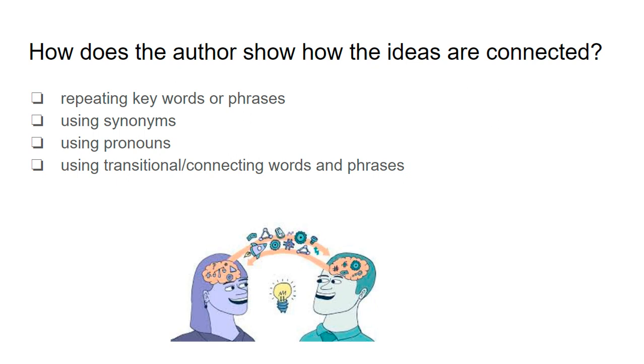Number 1, repeating keywords or phrases, usually the topic. Number 2, using synonyms. Synonyms are words that are similar, almost the same meaning. Number 3, using pronouns like he or she or him or they or these or those. And number 4, using transitional or connecting words and phrases like in addition, also, however, furthermore, nevertheless, and, but, or.